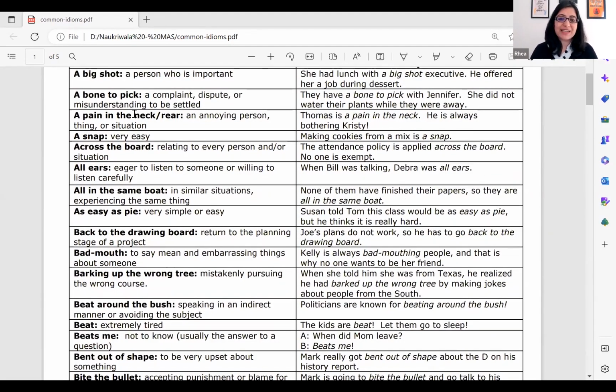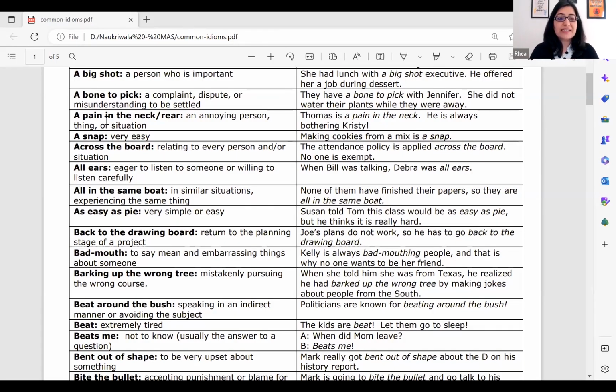A bone to pick. Now, a bone to pick is not a bone that you pick for a dog or something. It's just a complaint or some sort of argument or misunderstanding which you have to work towards settling. Over here, you can see the sentence: they have a bone to pick with Jennifer. She did not water their plants while they were away. So they need to go ahead and talk to Jennifer about her not doing the work that she was supposed to do.